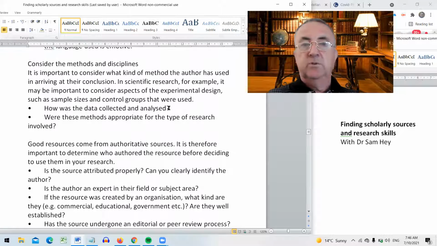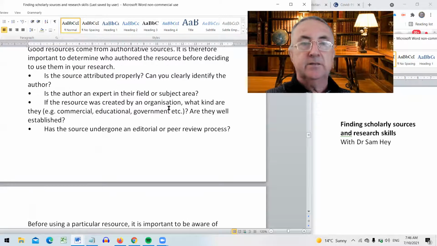What kind of method was the scholar using? Were they studying particular text written at a particular time? Is it scientific research? What's their experimental design? What's their sample size? How was the data collected and analysed?